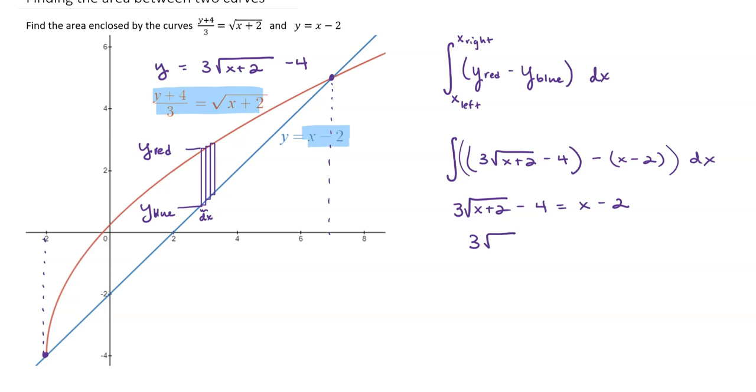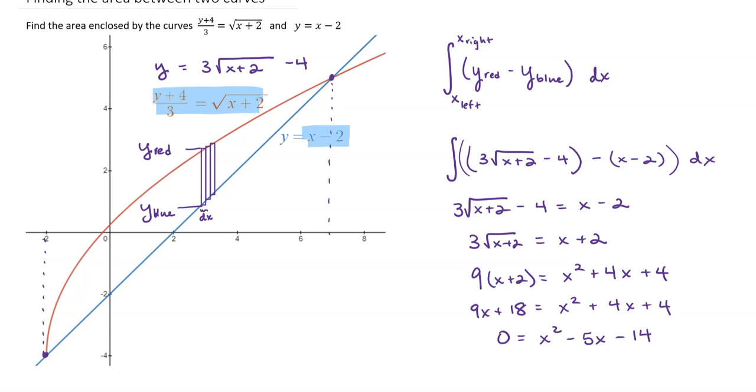Add the 4 to both sides, square both sides, and we've got a quadratic, so bring everything to one side. And that factors nicely. So we get, as we might have guessed, x can be 7 at the right endpoint and x can be -2 at the left endpoint. So now we can fill in -2 for x left in our limit of integration and 7 for x right.